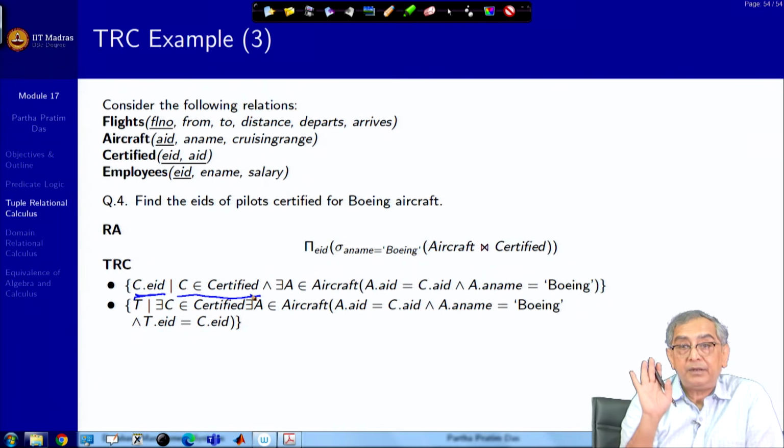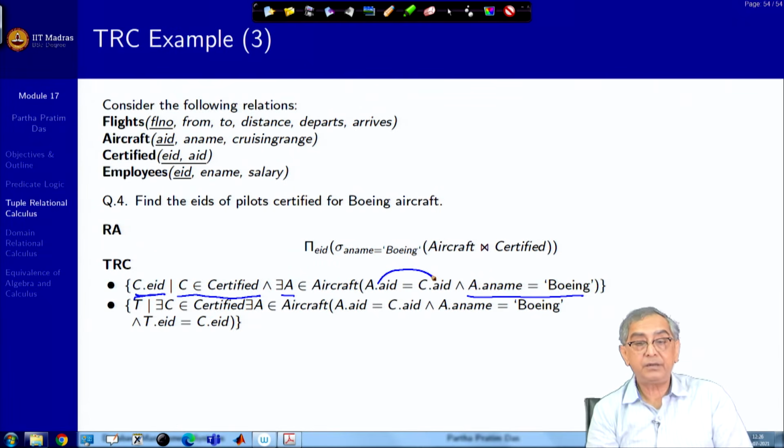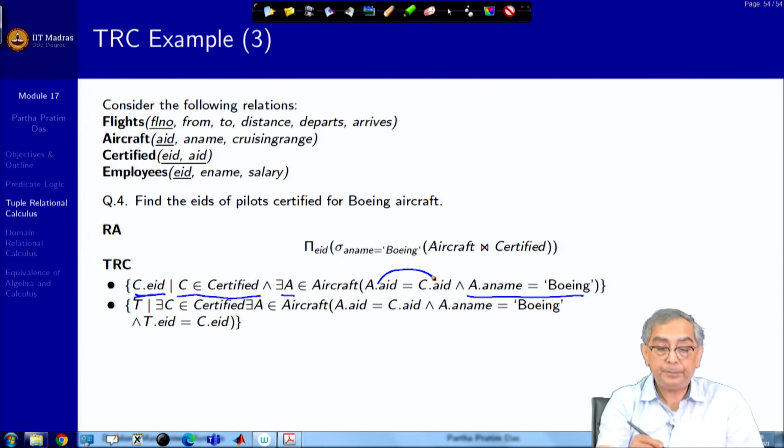C has to be certified, it has to come from there. A has to be an aircraft which has a name Boeing, and the aircraft ID available in the aircraft table and the aircraft ID available in the certification table has to match. That gives you the entire query.